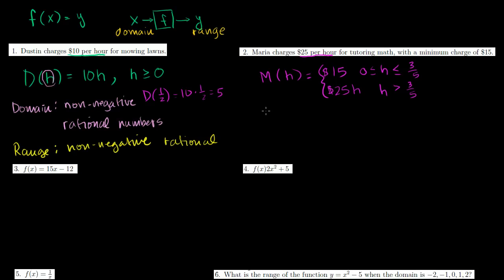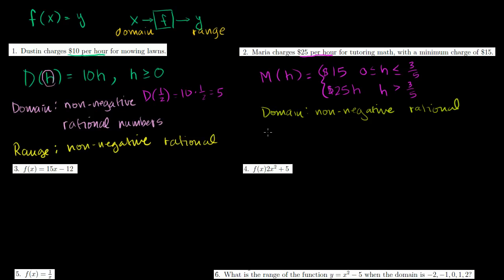Now, what is the domain for Maria's billing function? Well, once again, this is only defined for non-negative numbers. And by the same logic we used here, we said she really can't charge e hours or pi hours. That's not realistic for her to measure. Everything's going to be expressible as a fraction. For example, even 5 hours is still a fraction, 5 over 1. So we'll say non-negative rational numbers.